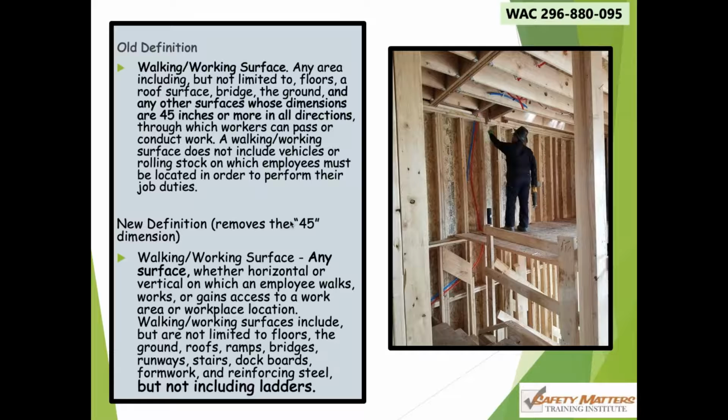working walking surface. So here's what the working walking surface is now. This is the new definition. Any surface, whether horizontal or vertical, on which an employee is going to be walking, working from, or uses to gain access to a work area or a workplace location. What does it include? But not limited to. This is going to include, but not limited to, your floors, the ground, roofs, ramps, bridges, runways, stairs, dockboards, formwork, reinforcing steel. Hey, but they threw us a bone, but not including ladders.